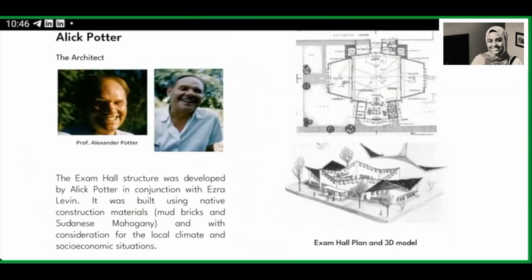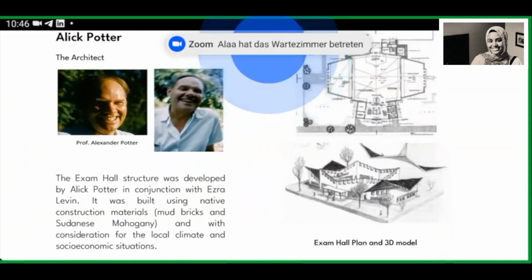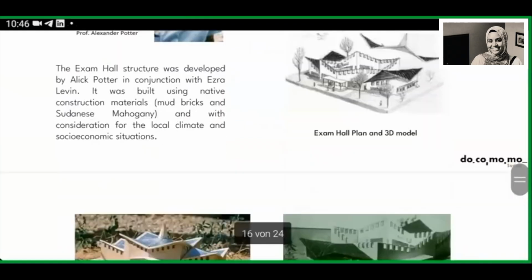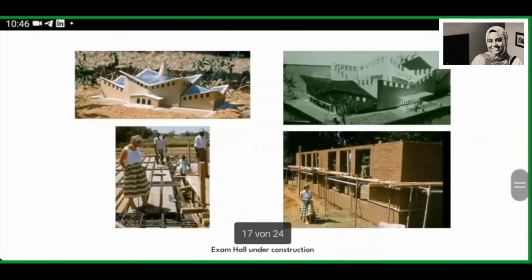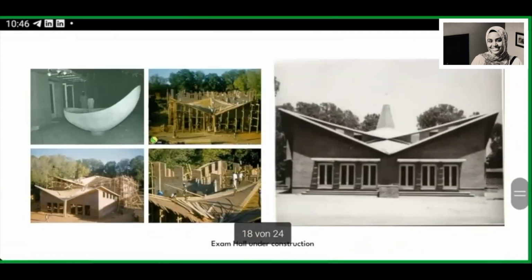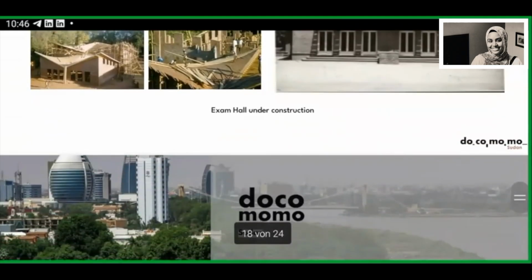decided to choose native construction materials like mud bricks and Sudanese mahogany wood, which we will see clearly in the photos of when the structure was under construction. We can clearly see that the whole roof was constructed out of wood and the whole walls were constructed out of Sudanese mud brick.